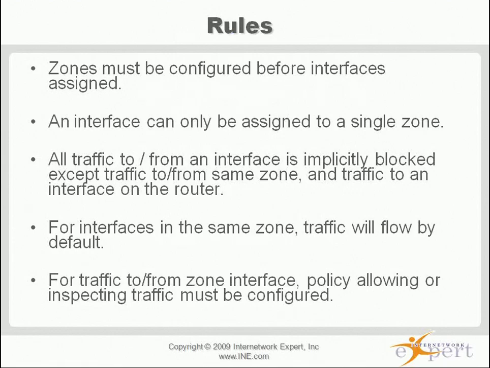Again, the next rule beyond that: for interfaces in the same zone, traffic will flow by default. So if I have two separate zones, traffic from one to another is going to be blocked implicitly. If they're in the same zone, traffic will flow by default. So if I take my zone-based firewall and put all my interfaces in the same zone, all my traffic is going to flow. If I have my fast Ethernet in one zone and my serial in another zone and another connection in another zone, then by default, traffic between those interfaces, coming in one interface and leaving out another interface, is going to be blocked.